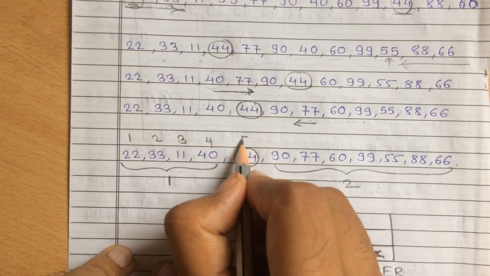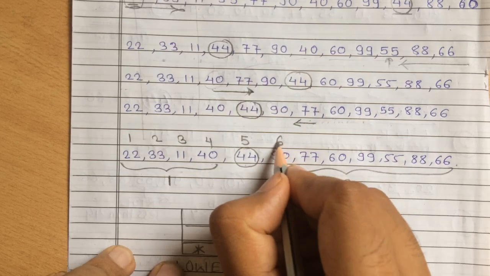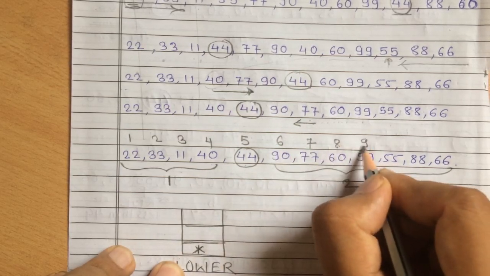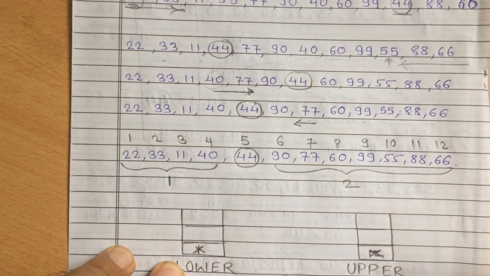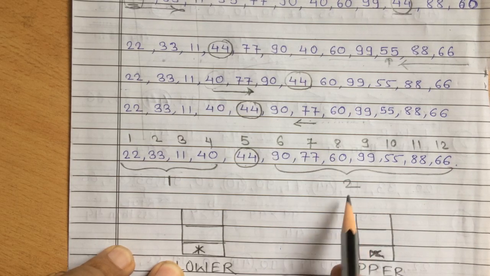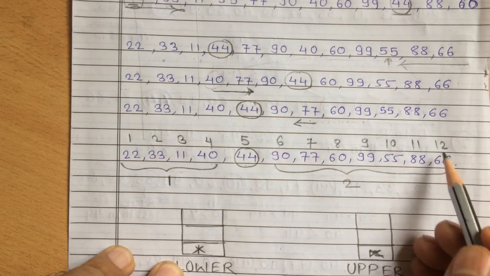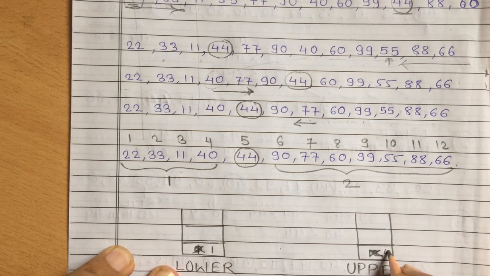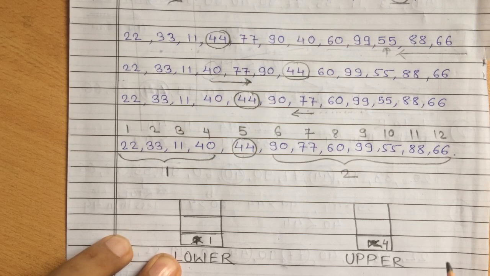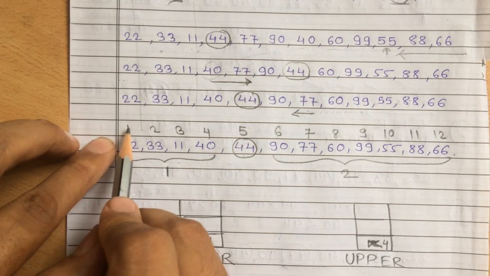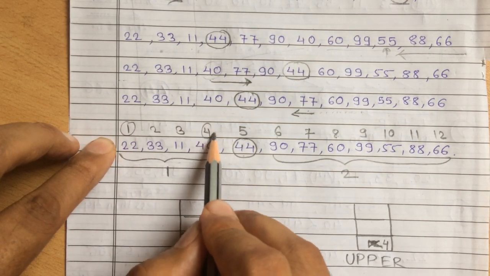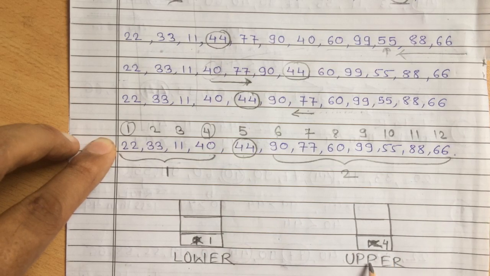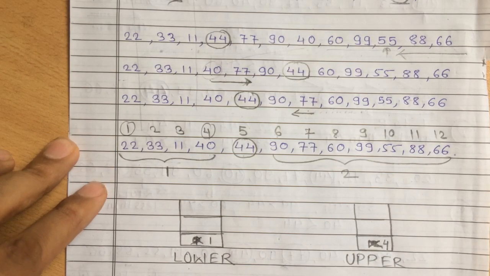Then on the fifth place we have 44. Then 6th, 7, 8, 9, 10, 11 and 12. And what is the boundary value of the second sublist? It is 6 and 12. So we are going to push these boundary values onto the stack. I will push the boundary values of the first sublist, that is, I will push 1 and 4. So 1 is the lower boundary value of the first sublist and 4 is the upper boundary value of the first sublist. I have pushed that onto the stacks.